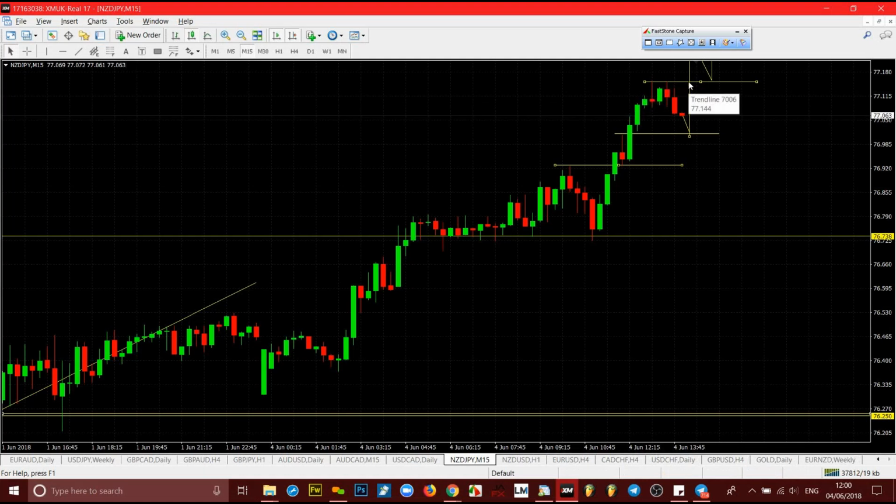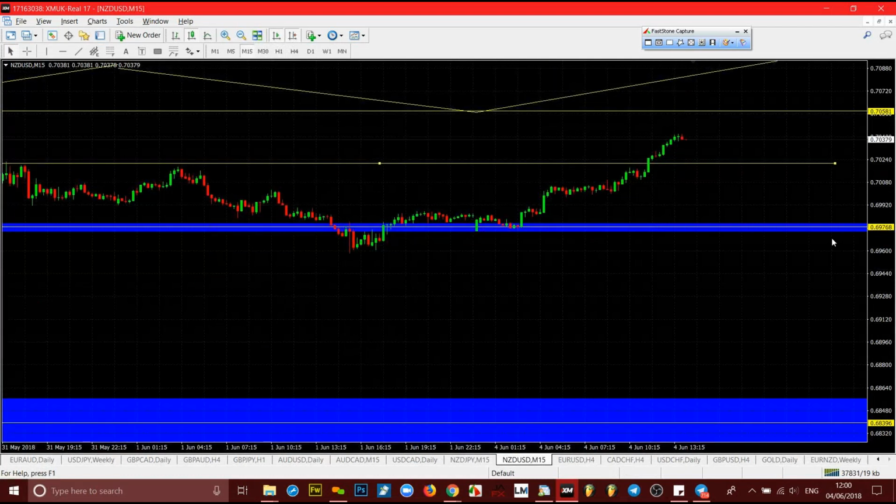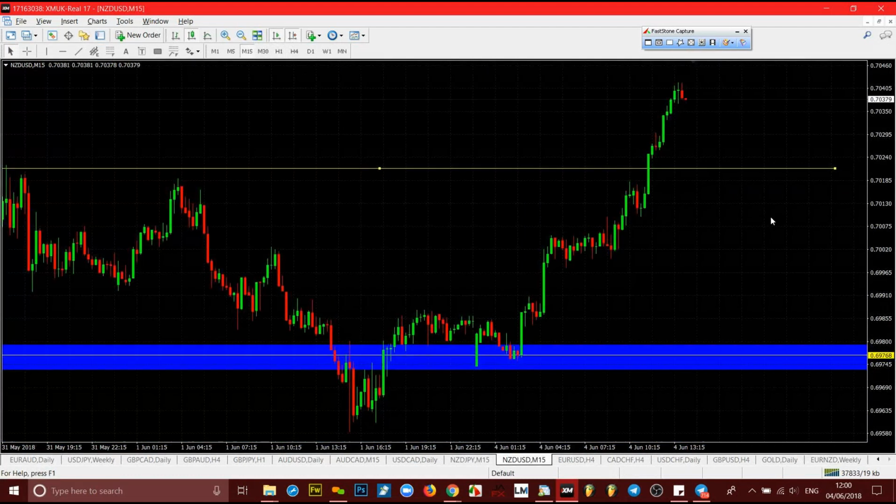But for extra confirmation, you just wait for it to come back here, just like you did here. So you're waiting for this to come down. Then you can take an entry here. But we're going to even have a sell stop somewhere around here. So that's that one. The same thing with this as well. It's the same principle over and over again.